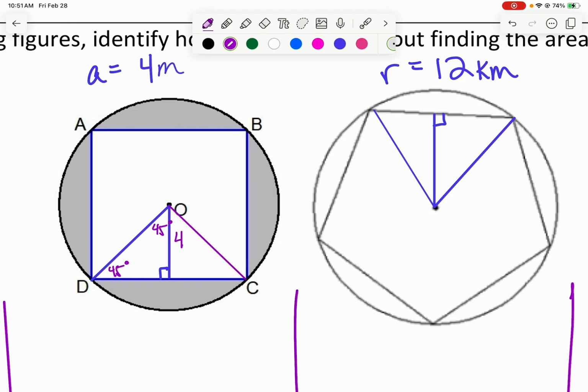So now go ahead, take a pause, fill in the other two side lengths of this triangle in green, using what you know about 45, 45, 90 triangles.